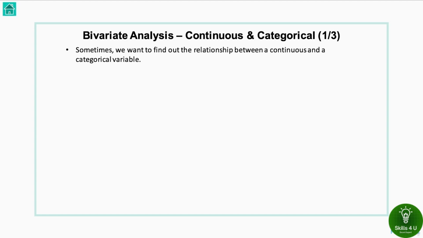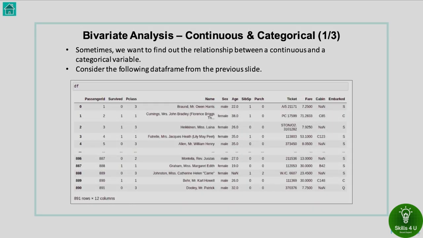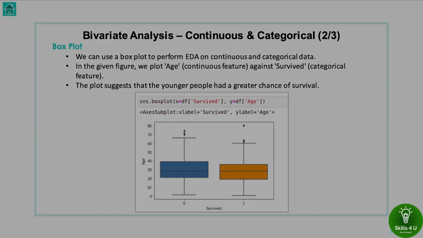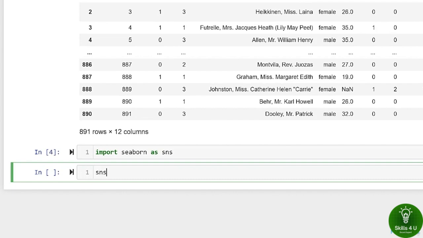Next, we will learn to perform bivariate analysis on a continuous and a categorical variable. We will use the same Titanic data frame. We can use a box plot for this kind of bivariate analysis. Let's jump to Jupyter Notebook to see how it works. We will plot a box plot using the age column, which is continuous, and the survived column, which is categorical. sns.boxplot(x=df['Survived'], y=df['Age']). Execute this cell.